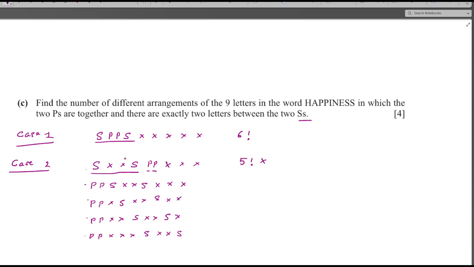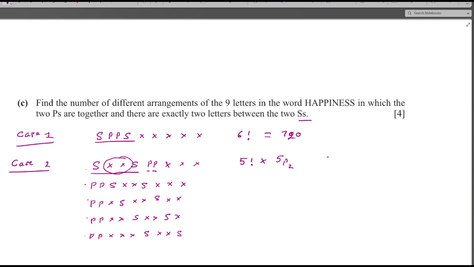Now here, these two letters I can arrange in 5p2 ways. Rest all I am arranging in 5 factorial ways, and these two alphabets which are between the two S can be arranged in 5p2 ways. So the total number of arrangements here: 6 factorial is 720, so this arrangement is 720, and this arrangement, 5 factorial is 120 times I have 5p2.